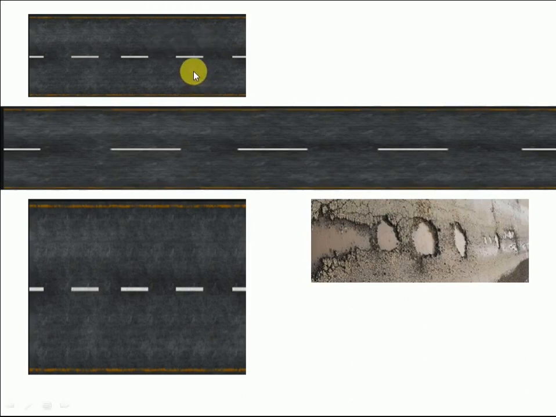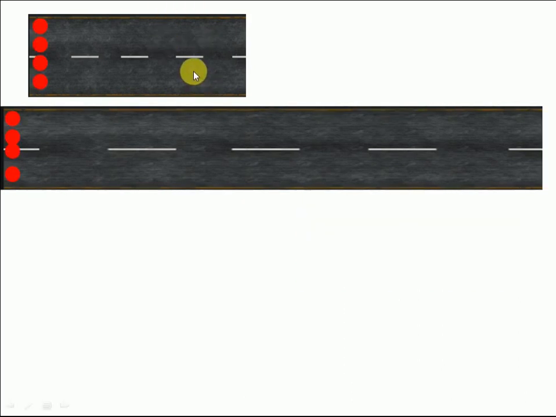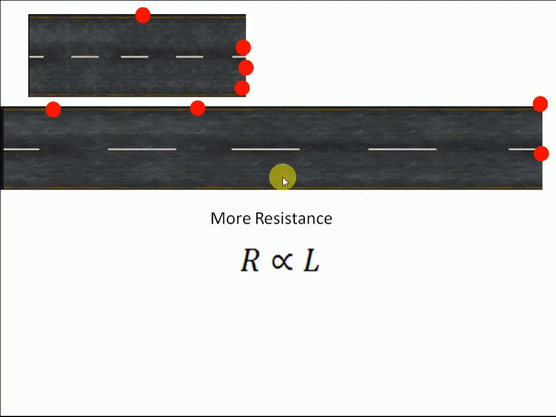So let's compare these roads. First I'm comparing the two roads. The cars are moving randomly, so at the end you can see only two cars have crossed the longer road. That means if the road is long, it will give more resistance. So the more the length, the more the resistance.